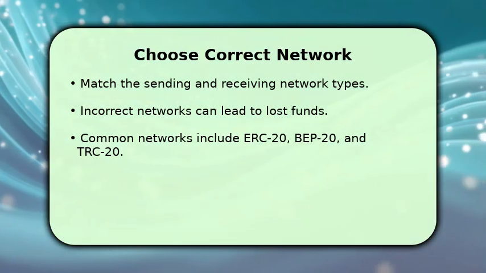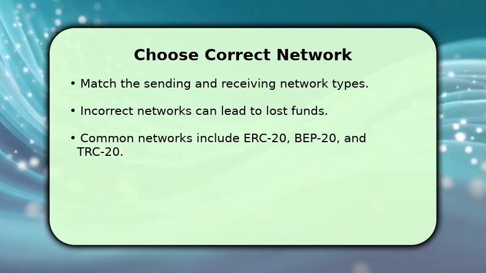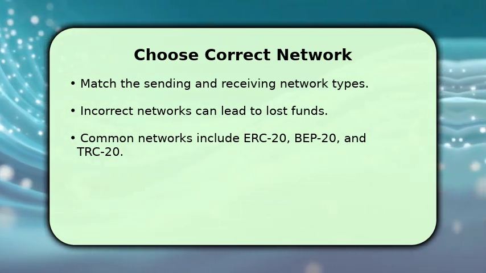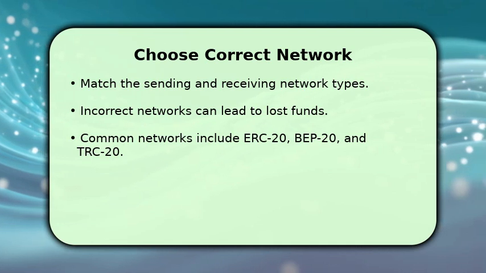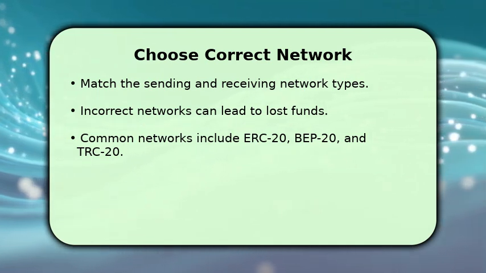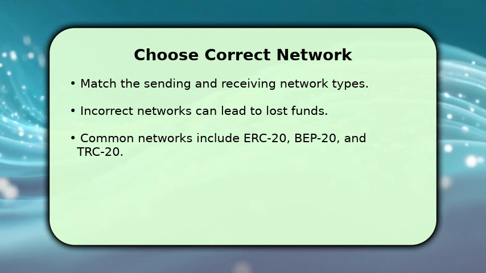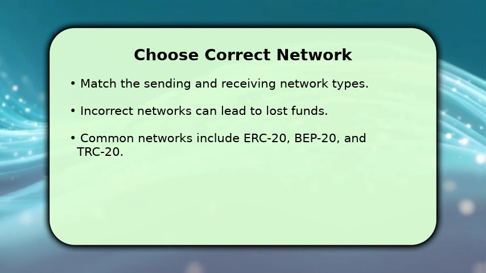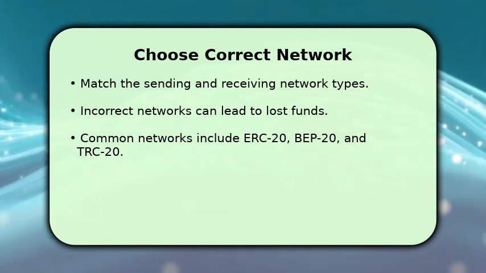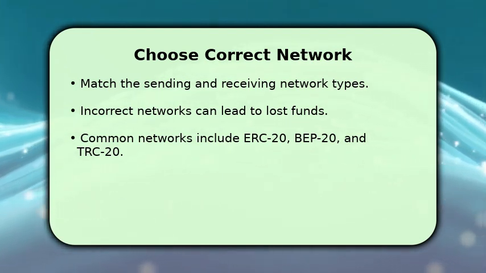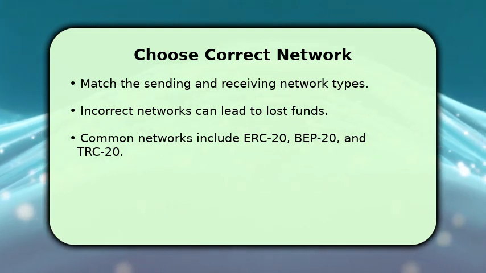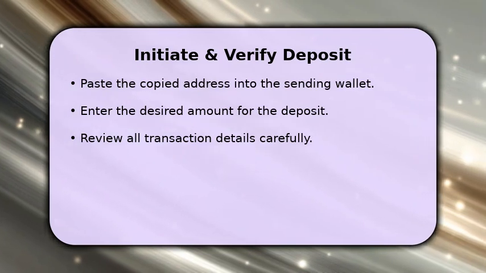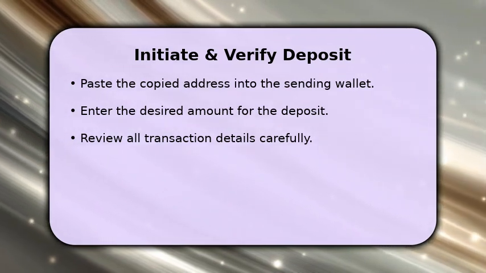Selecting the correct network is absolutely crucial. The network you send from must match the network of your receiving wallet. For example, if you're sending an ERC20 token, your receiving address must also be on the ERC20 network. Sending funds on an incompatible network, such as BEP20 versus ERC20, will likely result in permanent loss of your assets. Always confirm this step.